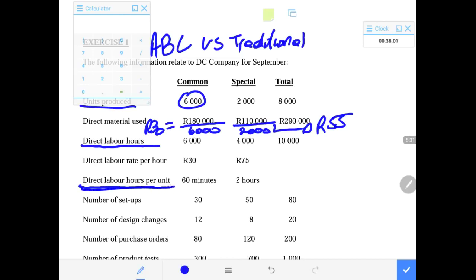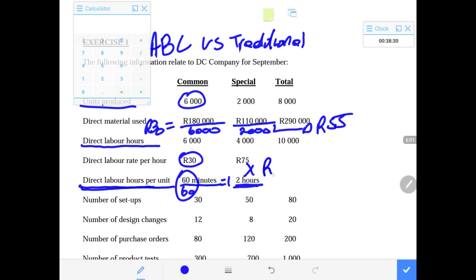Direct labor hours per unit. Remember, this is the rate per hour, not per unit. So now we need to know how many hours it takes to complete 1 unit. In this case, we are told that it takes 60 minutes. Remember, 60 minutes will be 60 over 60, meaning it will be equal to 1 hour. And here we are given information already in hours. So now it takes 60 minutes to complete 1 unit, which is 1 hour, and it takes 2 hours to complete 1 unit.